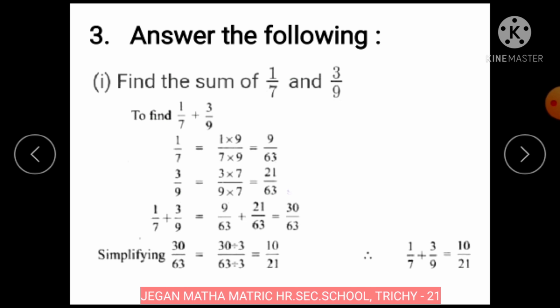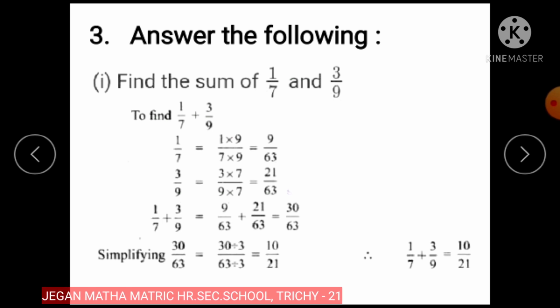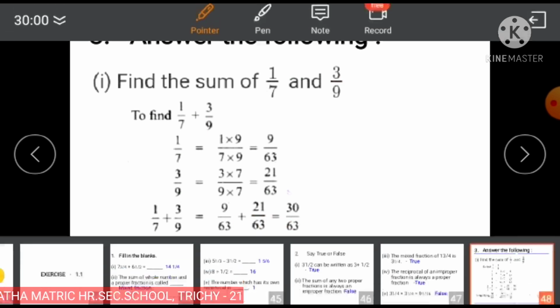Here the two fractions have the same denominator, so we add only numerators. 9 plus 21 by 63, we get 30 by 63. So simplifying 30 by 63 by 3 by 3, we get 10 by 21. So the sum of 1 by 7 and 3 by 9 equal to 10 by 21.